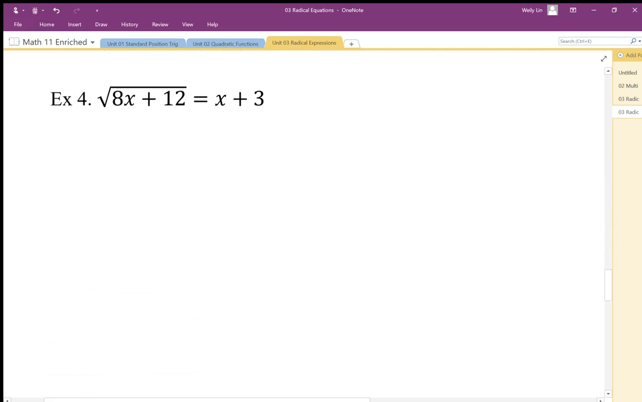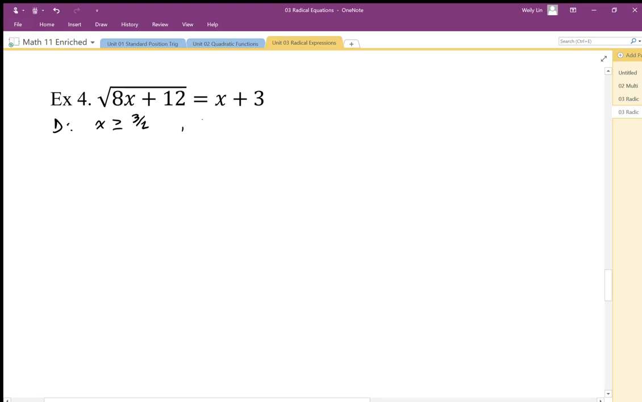Okay, so let's take a look at this one here. Again, we should state our domains. Okay, so our domain restrictions. We need to make sure that x is greater than or equal to negative 12 over 8. So let's simplify that to 3 over 2.